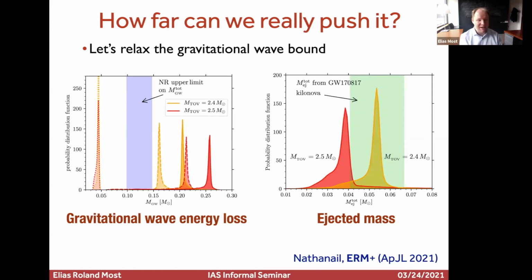And then you can say, okay, let's push it even harder. Maybe I can at least make one consistent. And we found in principle, if you don't care about how much energy you can lose in the post-merger, if you say I could arbitrarily efficiently dissipate energy and dissipate angular momentum, you can still be consistent with the counterpart for 2.4, but you have no chance of getting the mass ejecta right for 2.5.